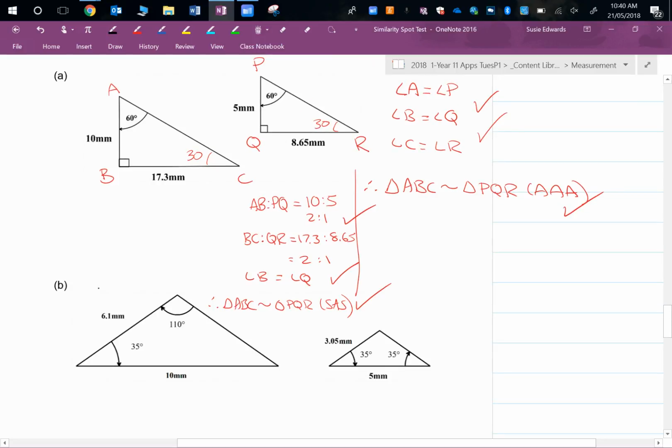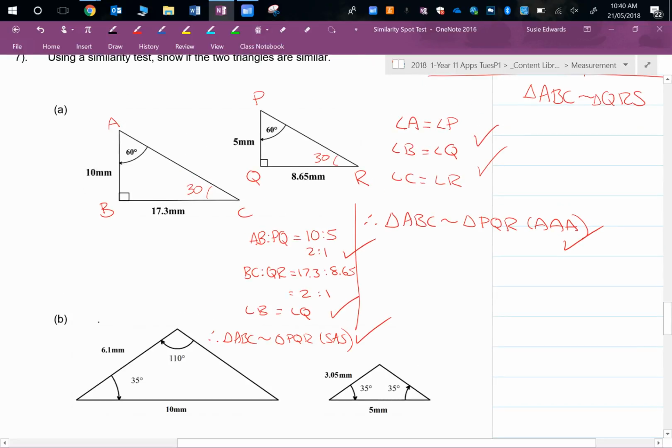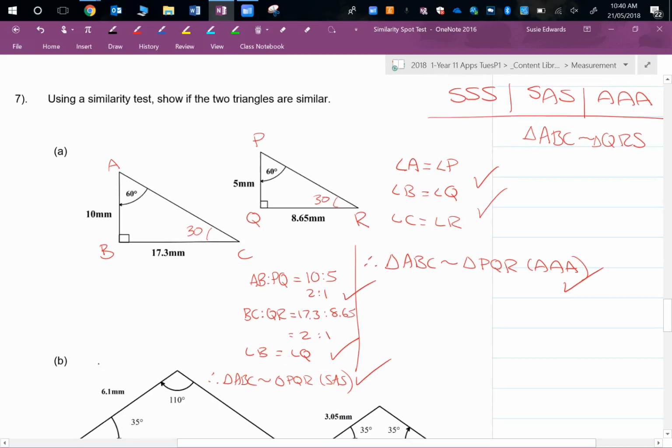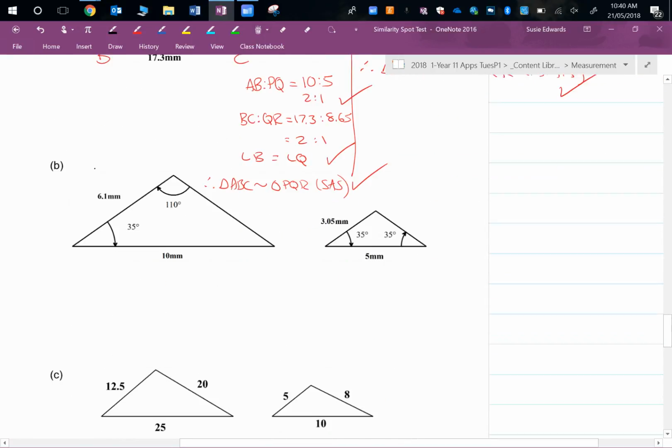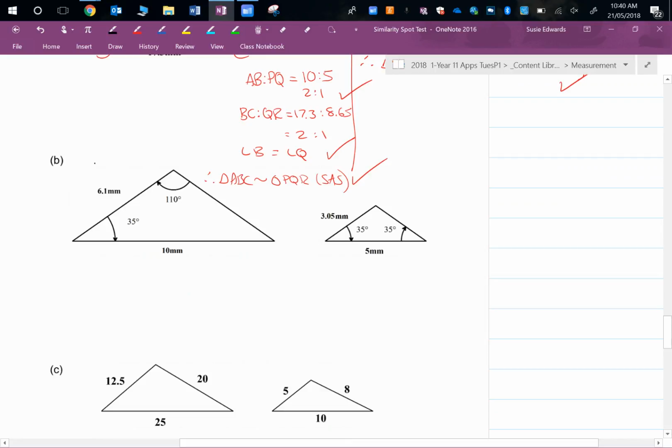So 3 marks for each one. I'm giving you a mark for saying the 2 sides are in the ratio of 2 to 1. I'm giving you a mark for saying the 90 degree angle is the same. Or you're getting 2 marks for saying all the angles and 1 for your answer, depending. All right, the next one is in the same way.